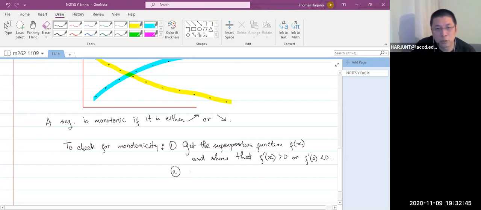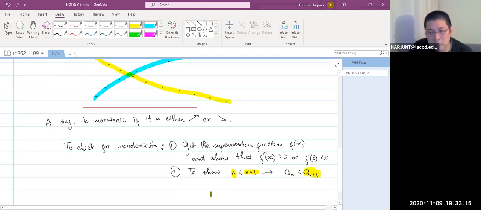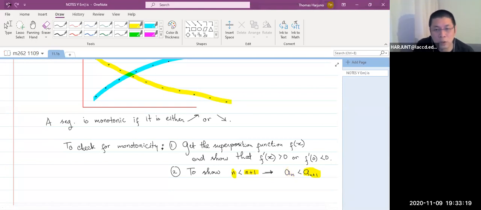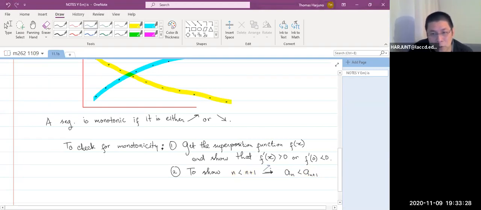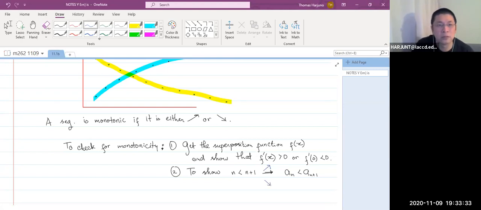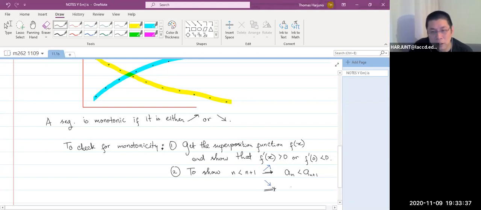Second is to show that when n is less than n plus 1 implies a sub n is less than a sub n plus 1. So when you go one term higher than the previous term, then the next term is greater than the previous term. This is to show increasing. To show decreasing, we show that the current term is greater than the next term. Okay, that's to check monotonicity.